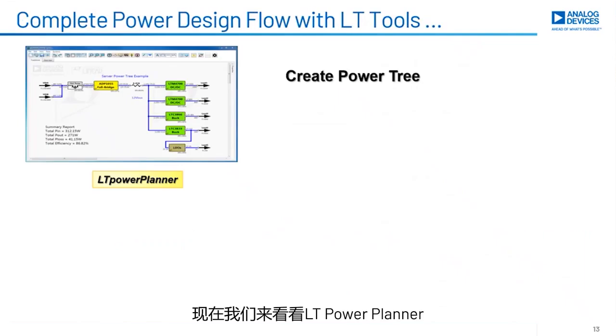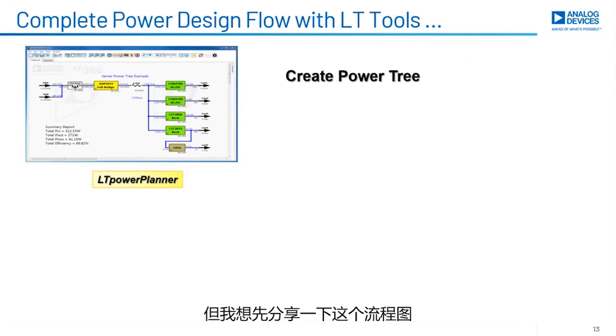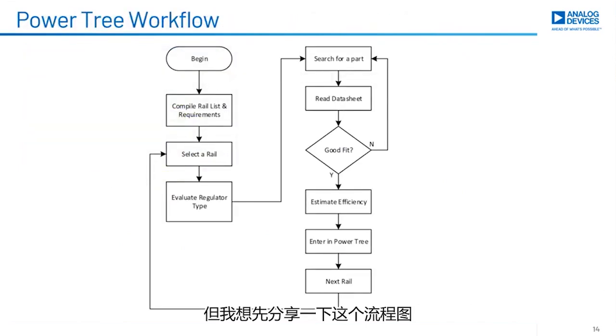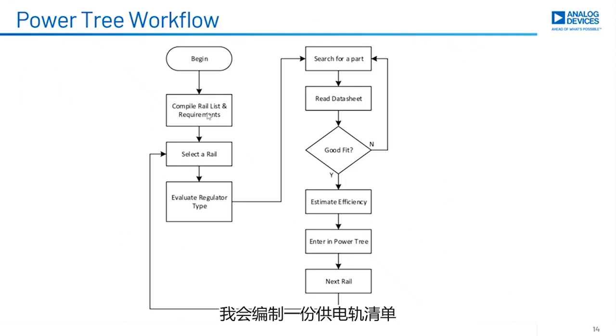Okay, so now let's get into LTpowerPlanner. And in a moment, we're going to go over and actually look at creating a power tree using the tool. But first, I wanted to just share this flow chart. This is, to a rough idea, what I go through when I'm trying to figure out how to build a power tree. I'll compile a list of the rails. We already have that now. I'll pick a rail. It's got to start someplace.